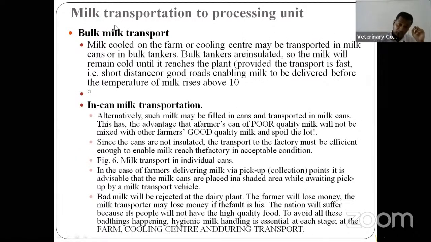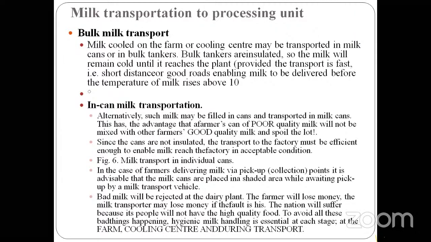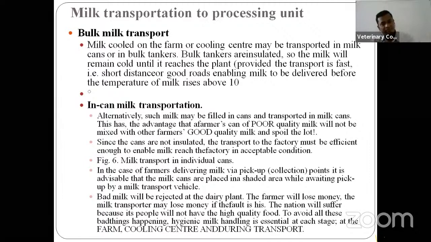Now, transportation of milk from the farm or milk collection center to the dairy processing unit or factory, we call it the bulk milk transport system. Bulk means the milk has been collected from many places. So what is this again? It is a bigger can. Bucket was smaller, can was a bit bigger, the cooling tank was a bit bigger, and this bulk milk transport vehicle or tank is still bigger. It's only size that matters. The basic principles of hygiene and cleaning remain the same.